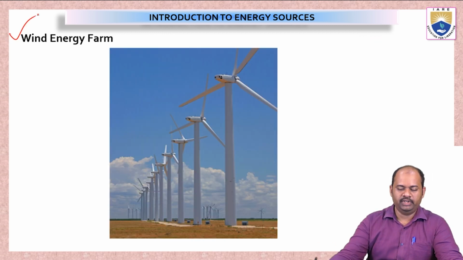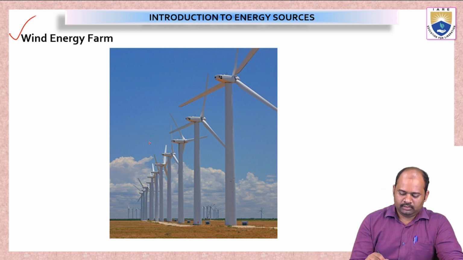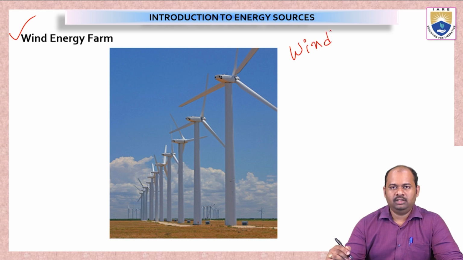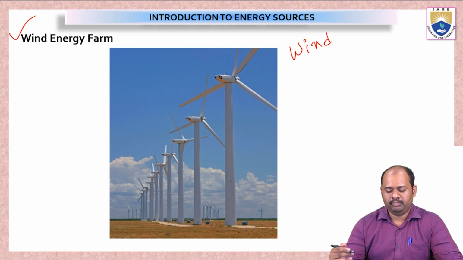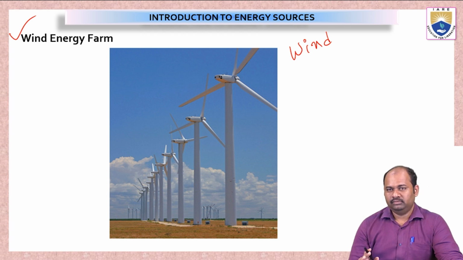And the next one is the wind energy farm. We can see here the wind energy which is available in nature. This can be converted into electricity by using wind farms. So what does a wind farm contain? A wind farm contains a large number of wind turbines, which are rotated with the help of wind.